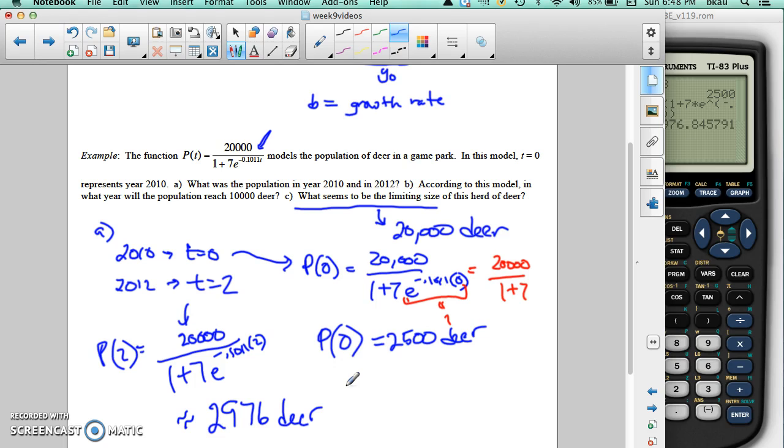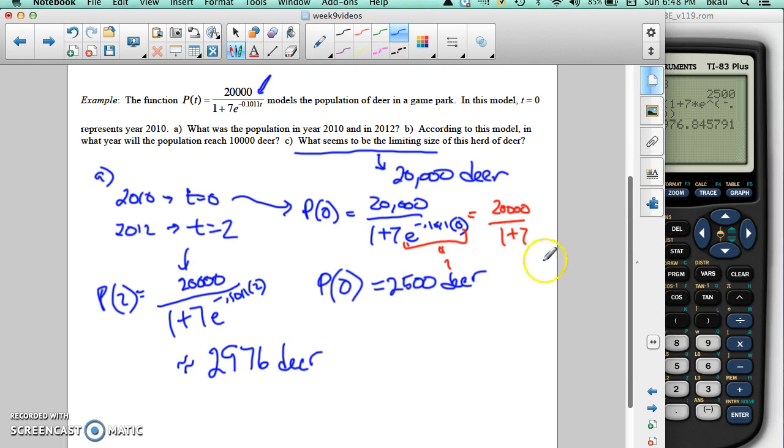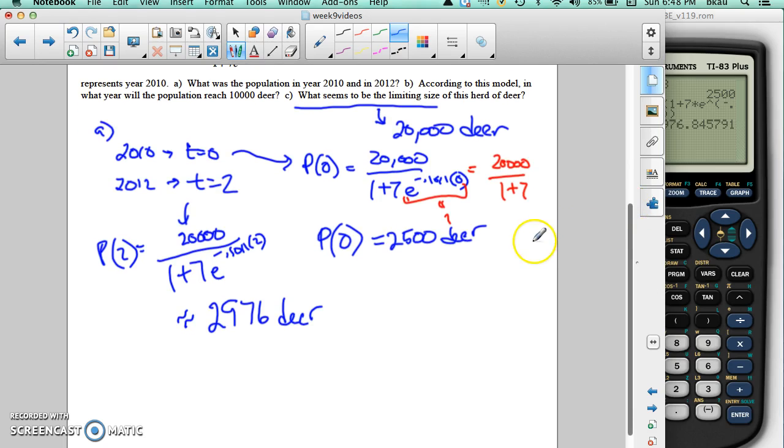And then our last question here is, when will it reach 10,000? That's half the carrying capacity. We're going to start out at 2,500. We want to know when it reaches 10,000. The comma's missing. So in that case, this is C, and we would solve the equation. We'd put 10,000 in, and we would solve it for T.